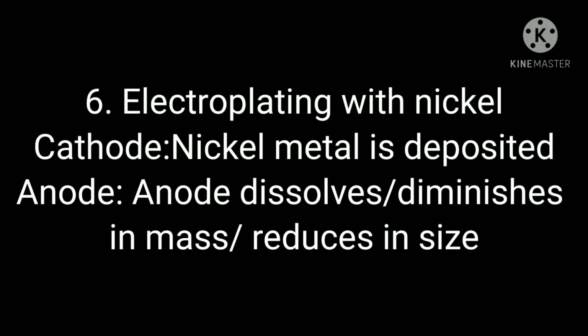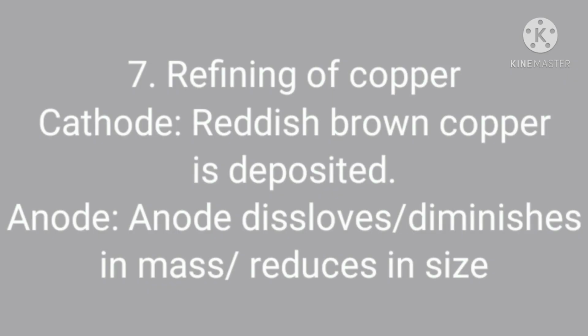The next topic is electroplating an article with nickel using nickel electrode. So this is also the active electrode. The cathode observation, nickel metal is deposited. Anode observation, anode dissolves or diminishes in mass or reduces in size. So the product at cathode is nickel metal and the product at anode is nil because Ni2+ ions are formed. That is not a product.